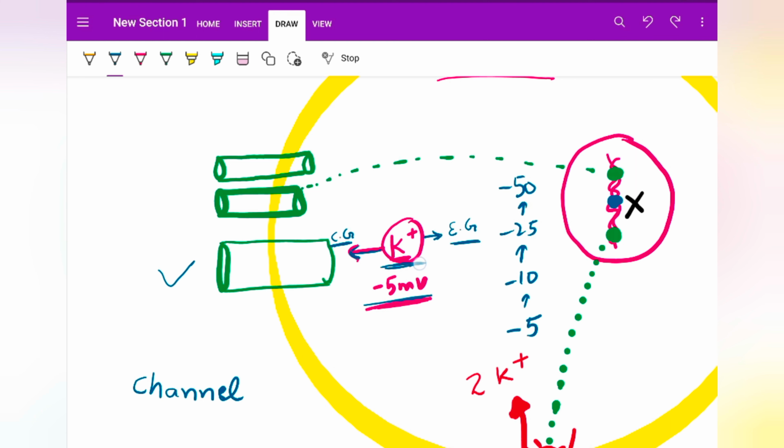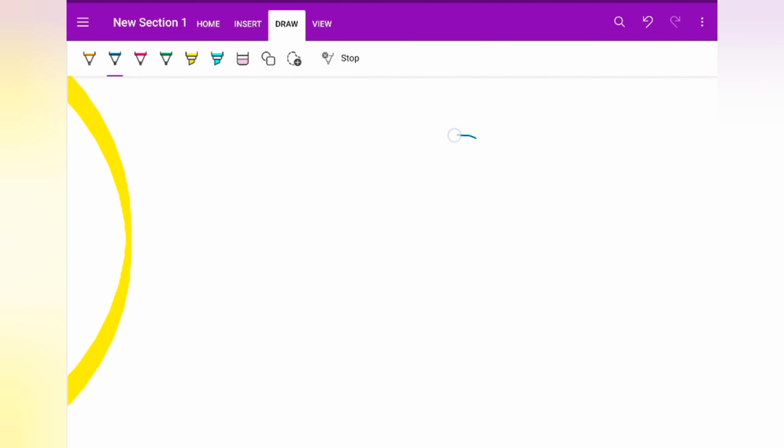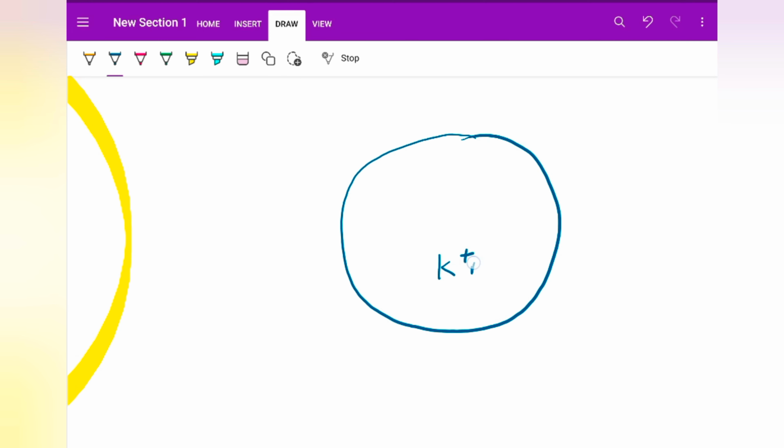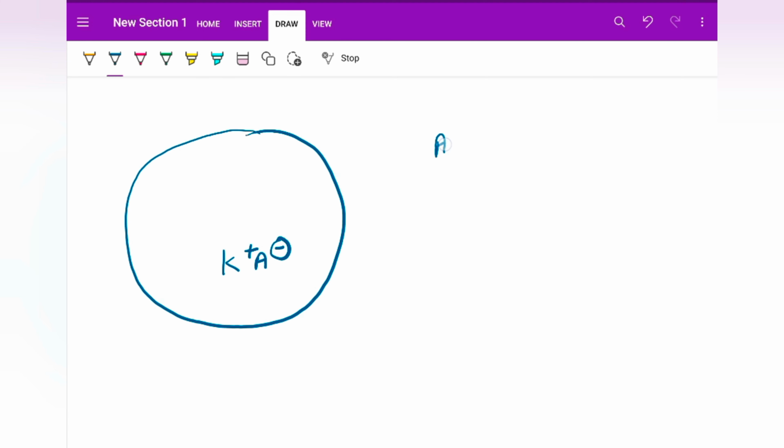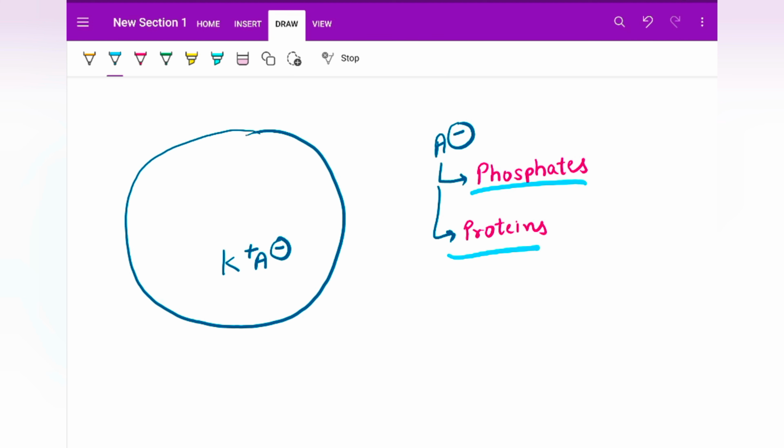Now, one more thing: this potassium inside the cell is basically not alone. It is actually bound to anions. I am representing anions by A minus. This is your non-specific anion. Anion means what? It is a negatively charged ion, right? This anion consists of two things: phosphates and proteins. Phosphates are negatively charged, and proteins are made up of tons of amino acids, and amino acids have a lot of negative charges on them. So both are negatively charged, both are anions, and they would love to interact with this potassium, that is a cation.